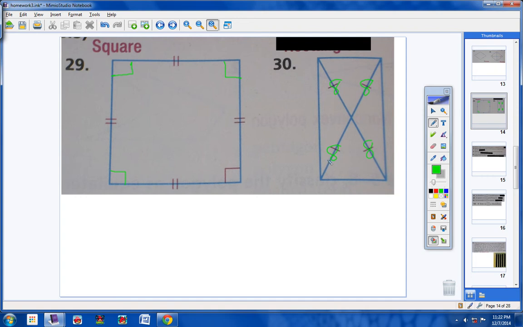Now we learned that when a parallelogram has congruent diagonals, we have a rectangle. That was one of the ways I taught you to prove that a parallelogram is a rectangle, is when the diagonals are congruent. Okay? Alright, moving on.